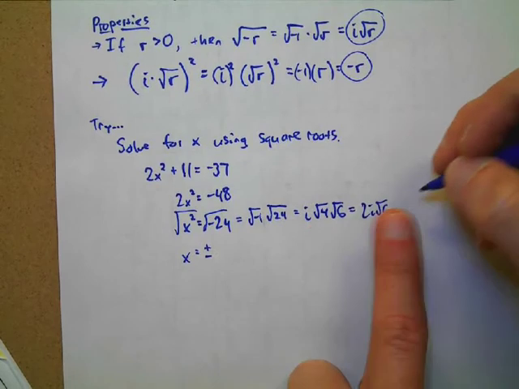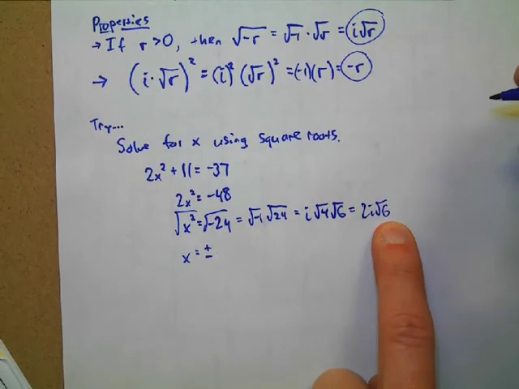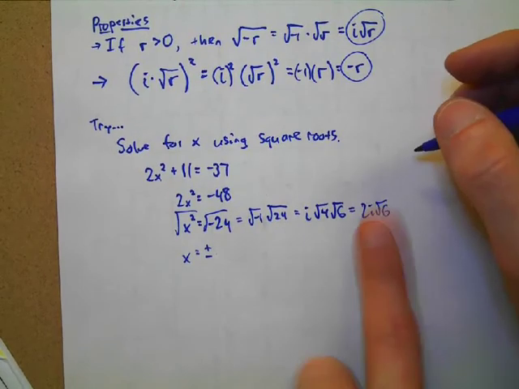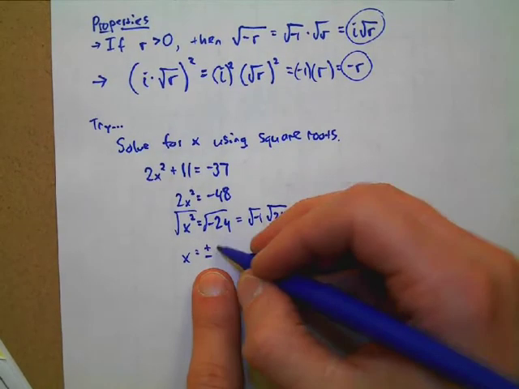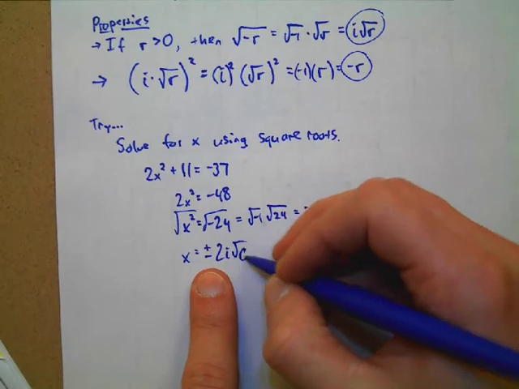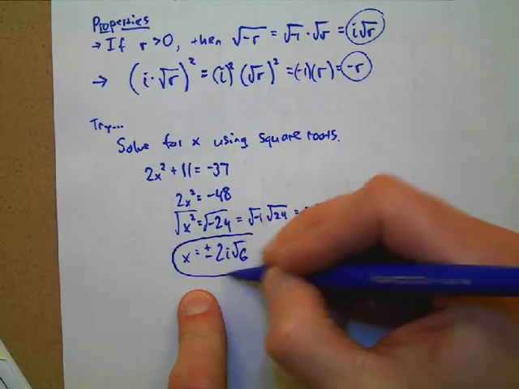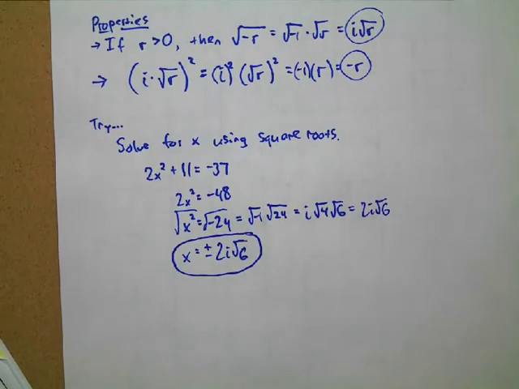Can I divide 6 by any more perfect squares? No, right? We can only divide it by 1. It wouldn't really simplify. So this is what we can put right down there. There is our answer. So positive 2i root 6, negative 2i root 6.